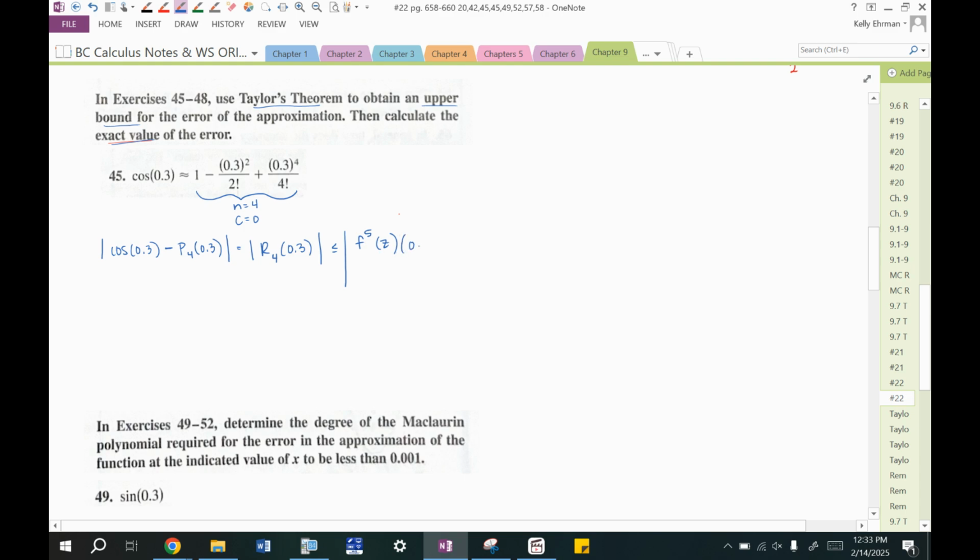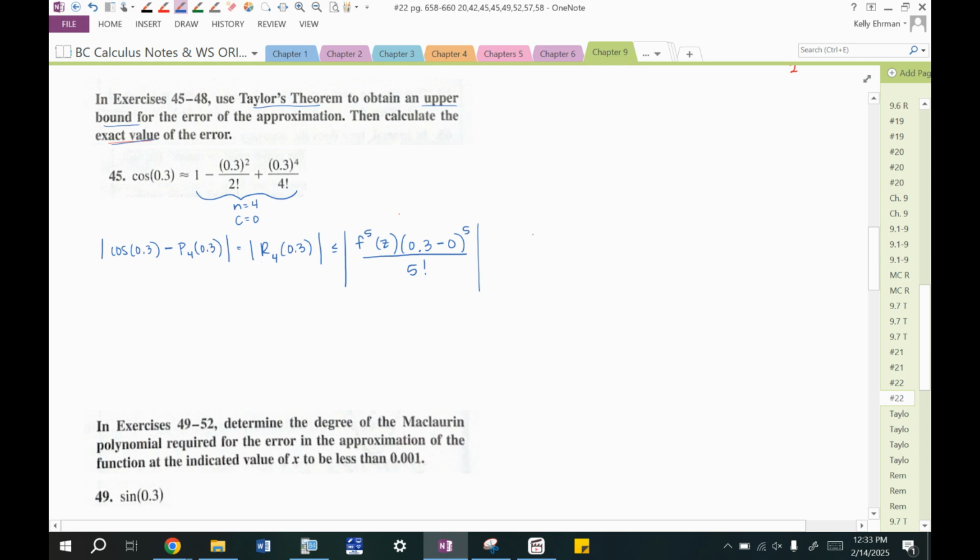times 0.3 minus 0 to the 5th over 5 factorial. The formula is normally n plus 1, but when you know n, you fill numbers in for those. So what is the value of this error is what they're saying. So the only thing I don't have a number for right now is the 5th derivative.